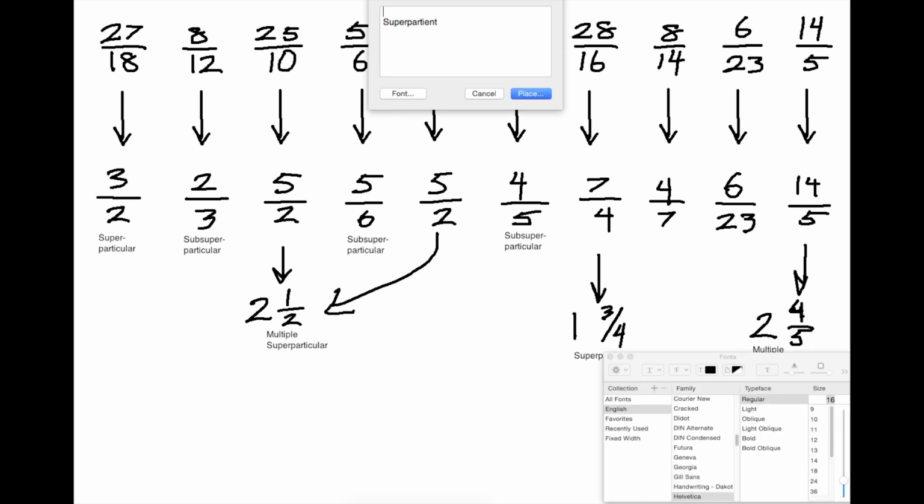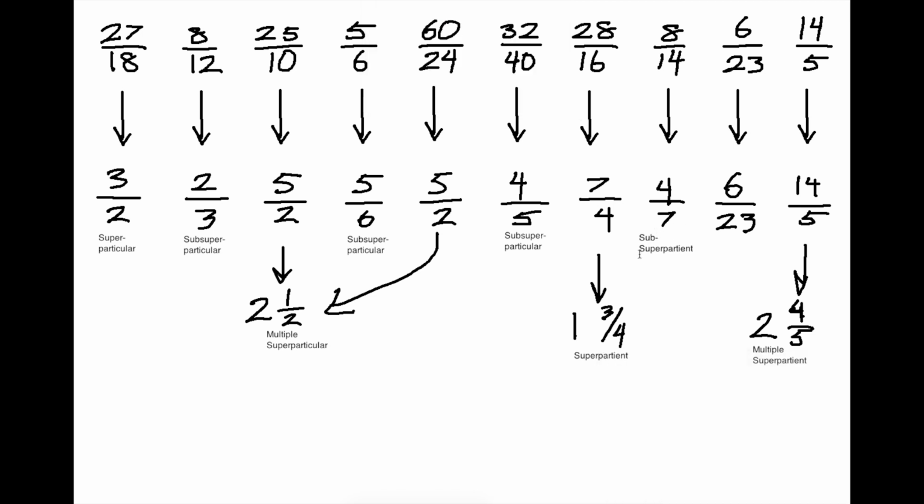That makes 4/7 sub-superpartient, because 7/4 is a superpartient, 4/7 is a sub-superpartient. And then we have next to deal with 6/23, which we haven't talked about yet, but there it is. What do we do with this one?